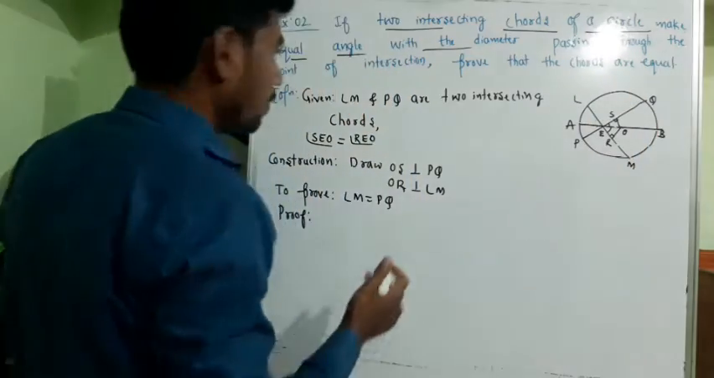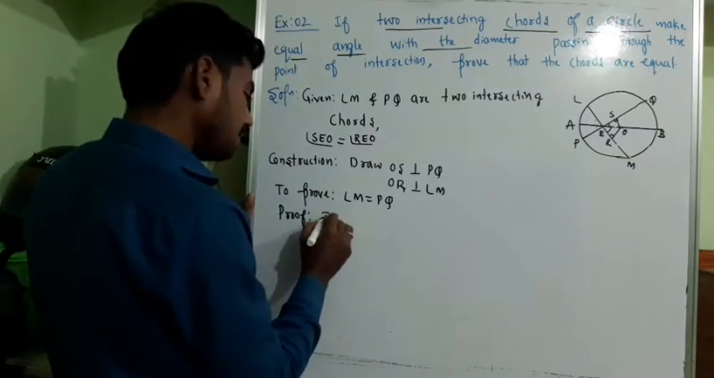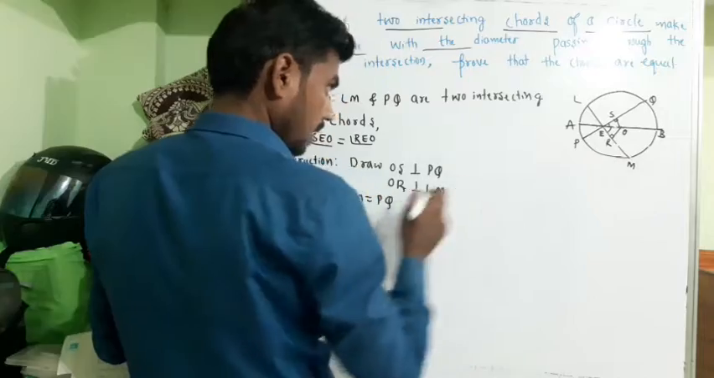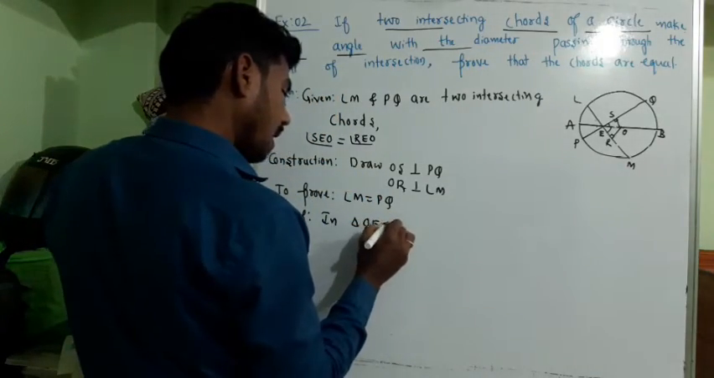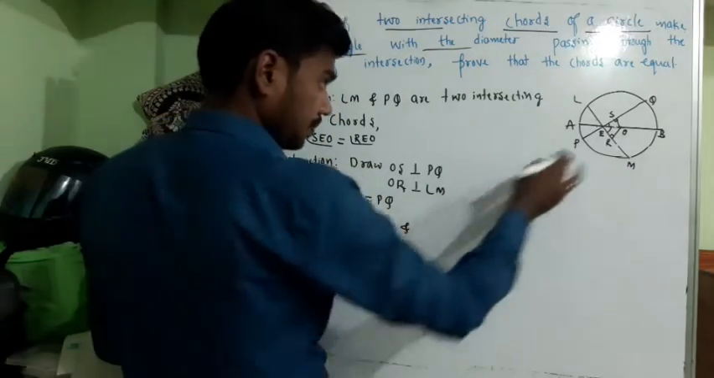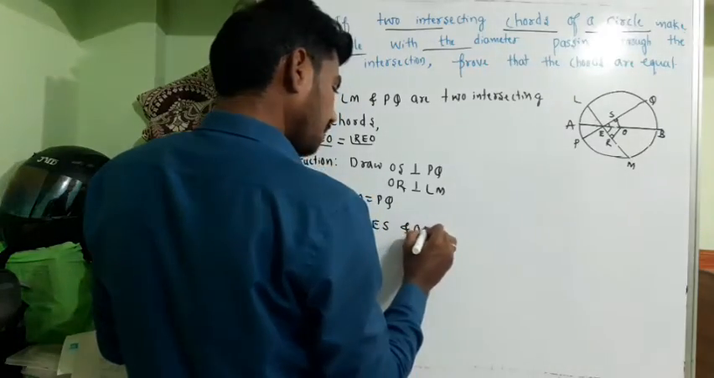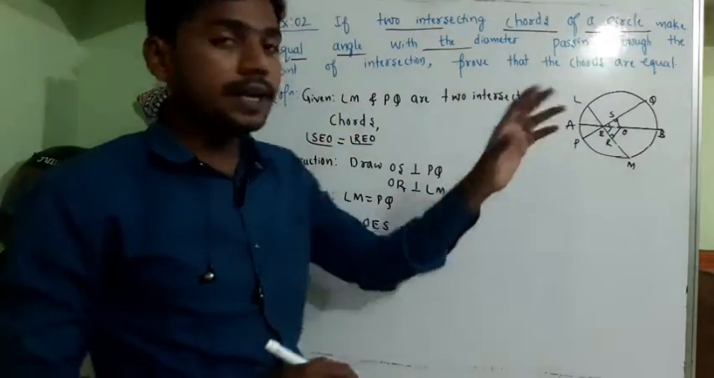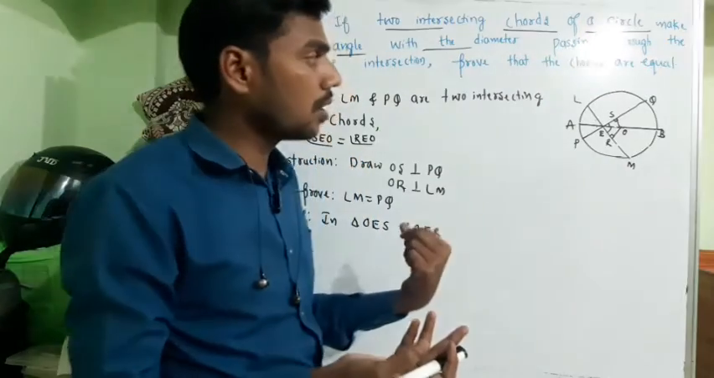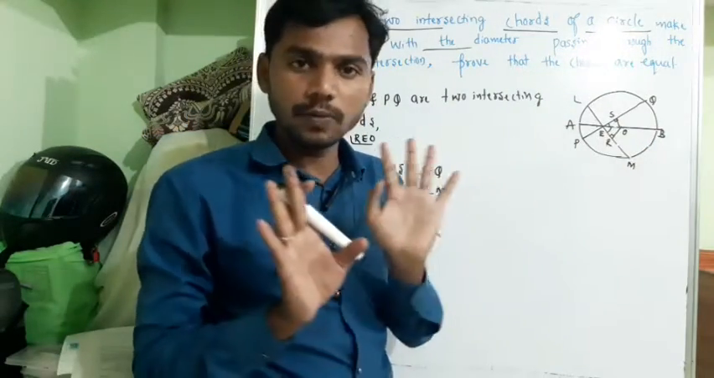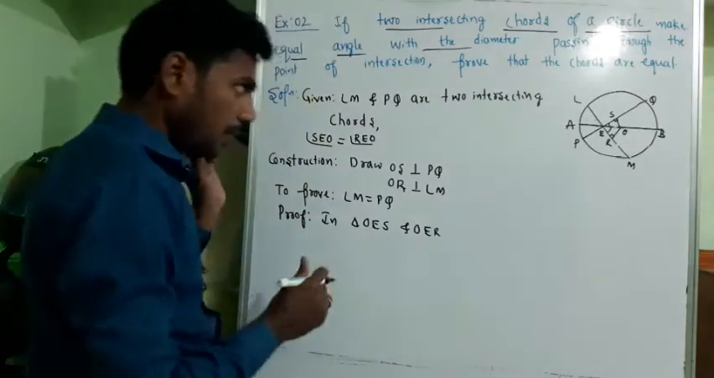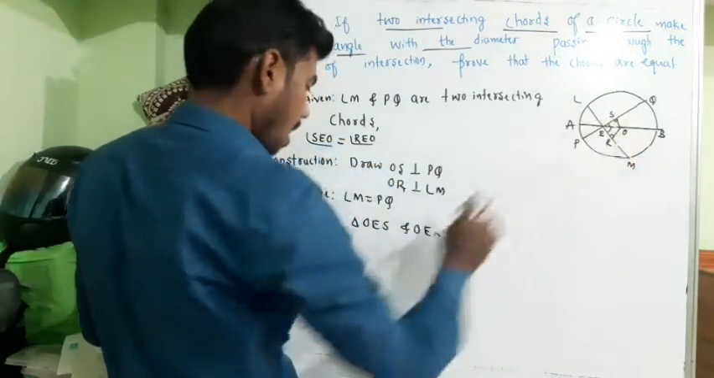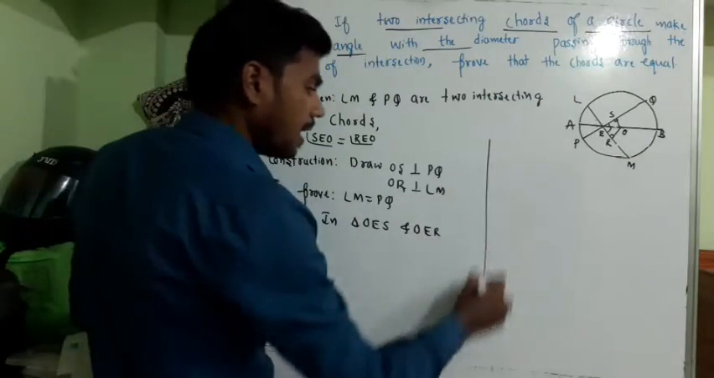Okay. So for that, in triangle OES and triangle OER, what we need to do? We need to prove those two triangles are congruent. If two triangles are congruent, their corresponding sides will be equal. So that we need to prove. Okay. In triangles OES and OER, what can I write?